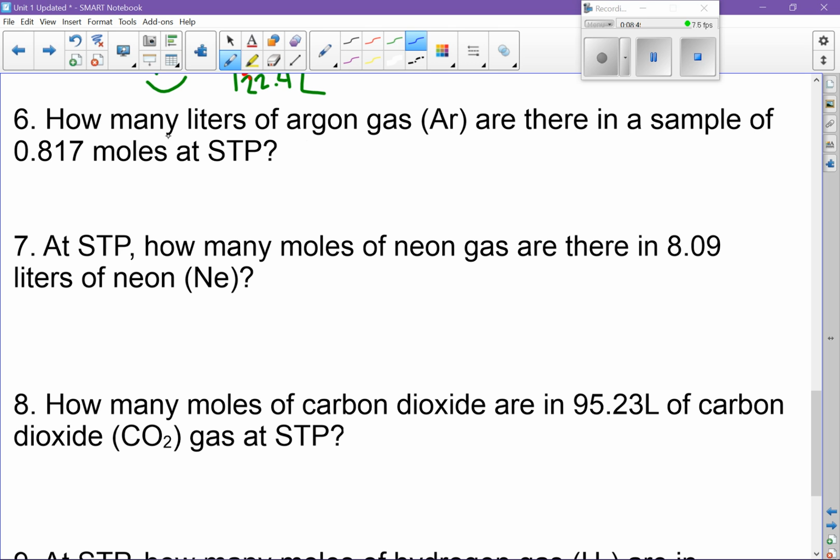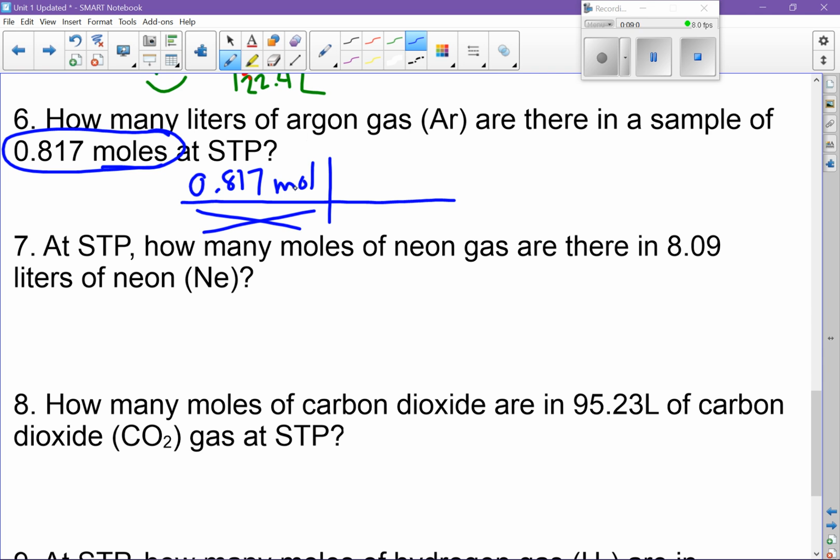Okay, next question. Find the number. There it is. That's what we're going to start our fence with. The unit on there is moles. Be sure to include that in your fence. Nothing down there. If moles are up, moles are going to go down.